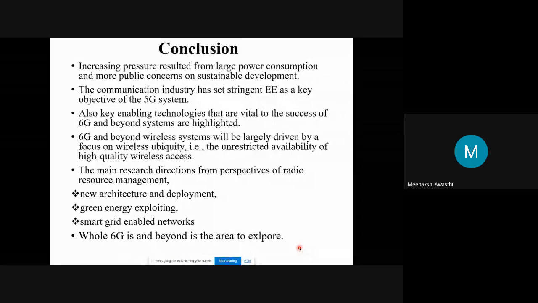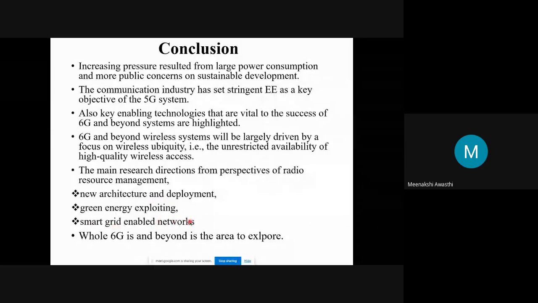Whenever you have a seminar, you must have something to take away from that. So I want to mention a few key areas of research from this seminar that you can take away. The first is energy efficiency and spectral efficiency. You can think upon new architecture and deployment. This is also a new area in which you can start your research. Then green energy exploiting, energy harvesting, I'm again and again repeating, and smart grid. These are also research directions that you can think upon.